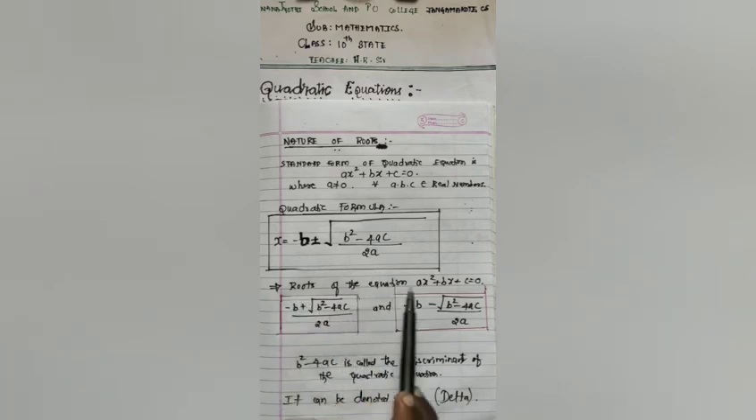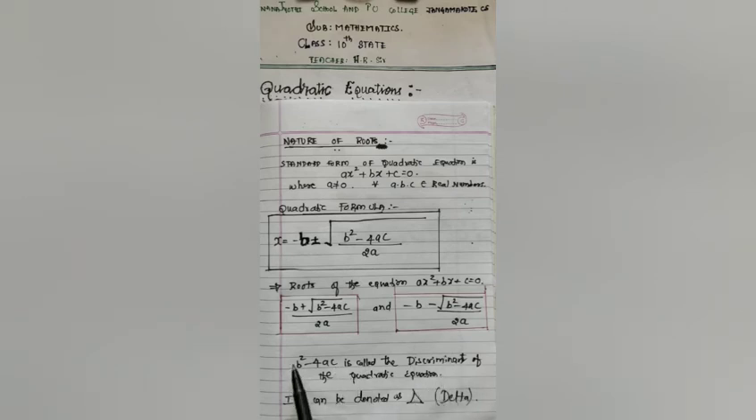So the roots of the given quadratic equation ax square plus bx plus c equals 0 are: minus b plus square root of b square minus 4ac divided by 2a, that is the first root. Then the second root of the given quadratic equation is minus b, instead of plus we should take minus, right? So minus b minus square root of b square minus 4ac divided by 2a. So this is plus and this is minus. Do you know the difference between these two, children? Yes, right? So the roots of the given quadratic equation are minus b plus square root of b square minus 4ac divided by 2a, and minus b minus square root of b square minus 4ac divided by 2a.